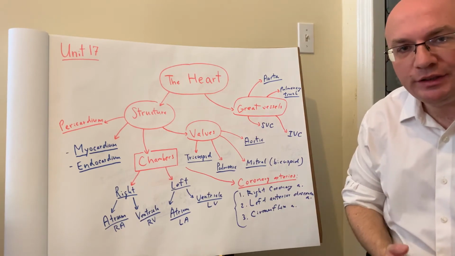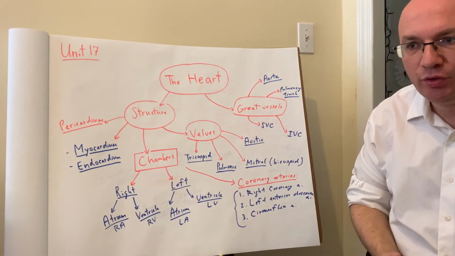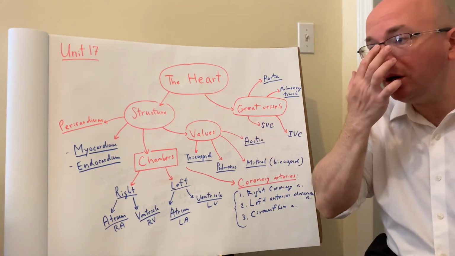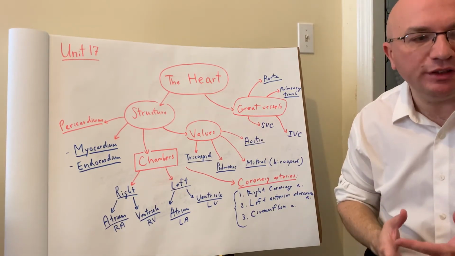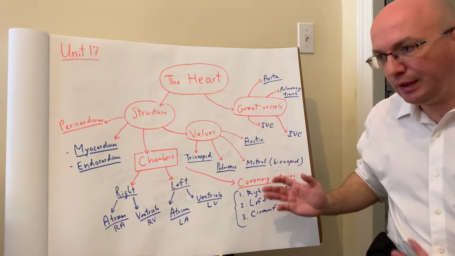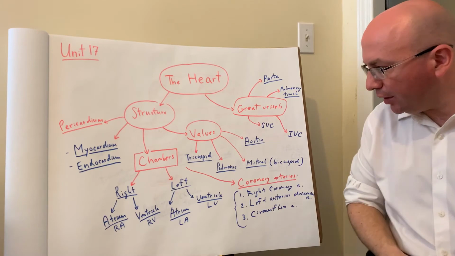These coronary arteries are extremely important for the survival, for the normal function of the myocardium, right? In order for the heart to do its job, obviously it needs to receive its own oxygen and all the nutrients, and this is provided by these coronary arteries.